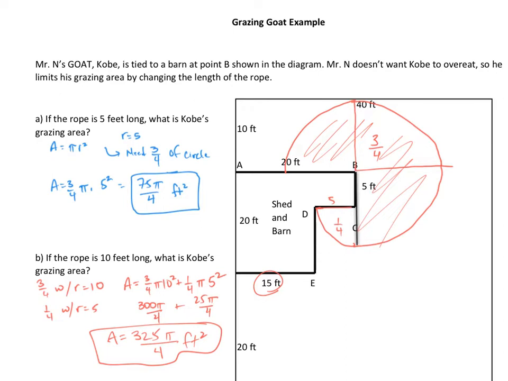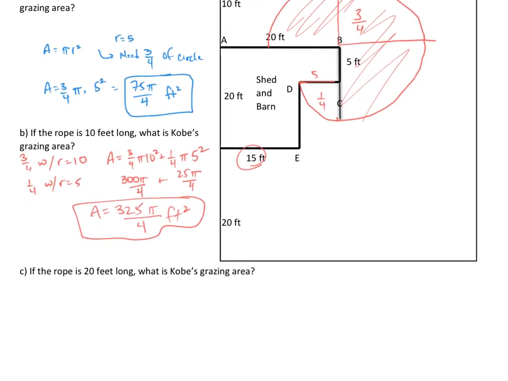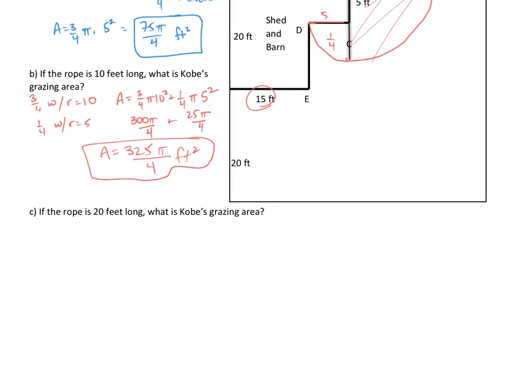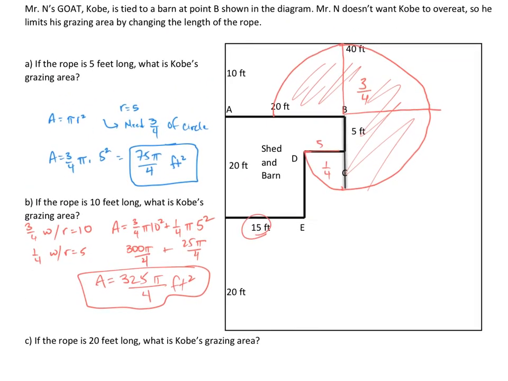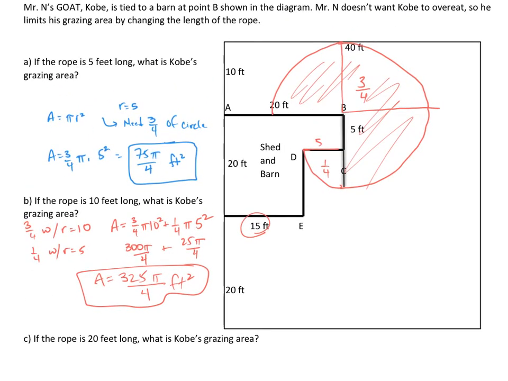All right, so let's move on to part C and take a look at what that problem says. Okay, and it says, if the rope is 20 feet long, what is Kobe's grazing area? So now we're looking at a 20-foot long rope, and let's see if we can draw this out and determine what it would look like. Let me erase all this stuff right here first.